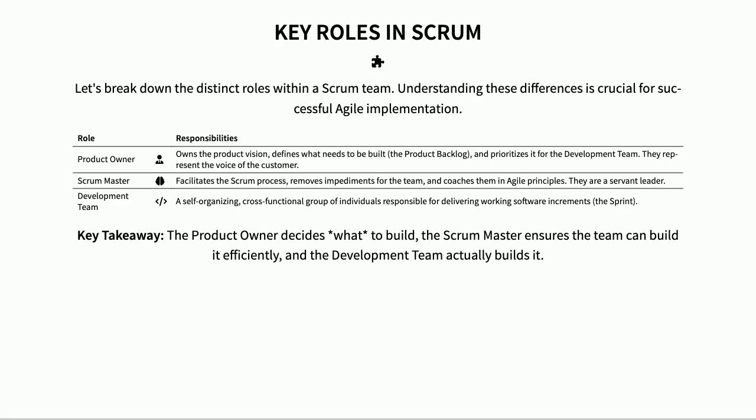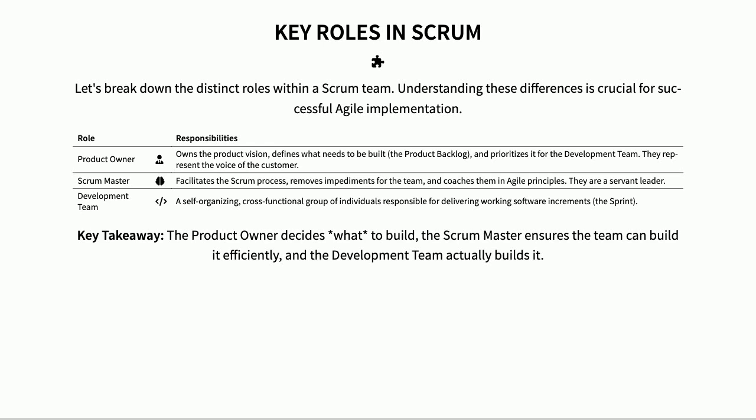Okay, let's talk about the core roles in a Scrum project. We have three key players: the product owner, the Scrum Master, and the development team. The product owner is like the CEO of the product. They are responsible for defining what we're building and making sure it meets customer needs. They keep a prioritized list of everything that needs to get done, called the product backlog.